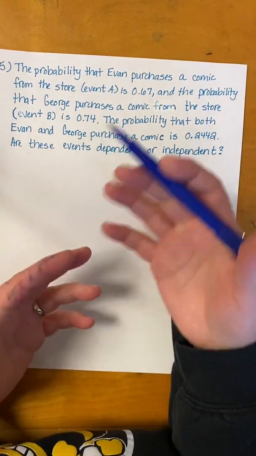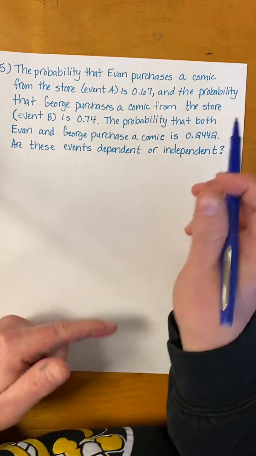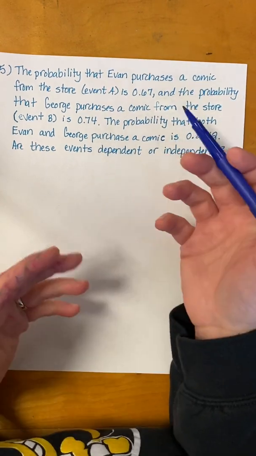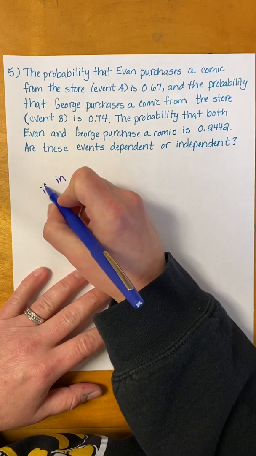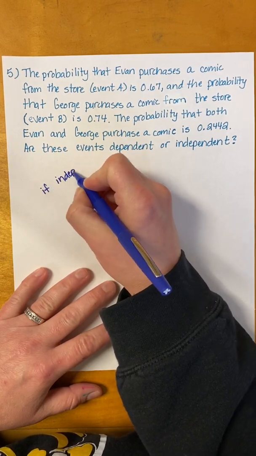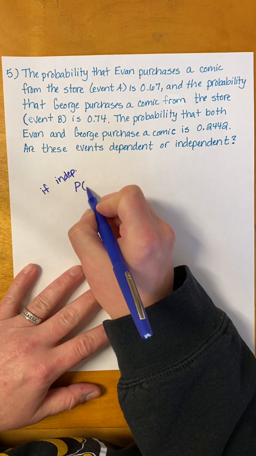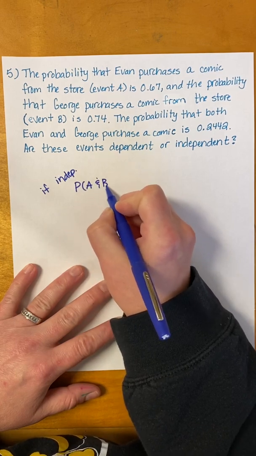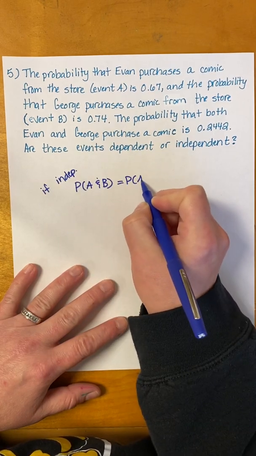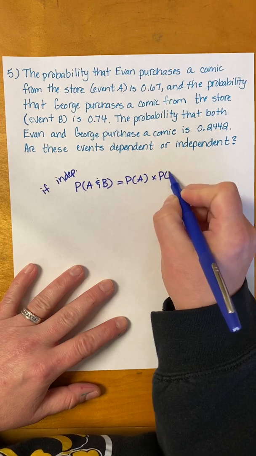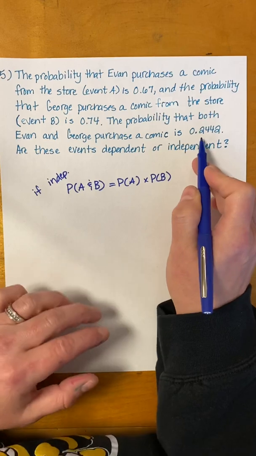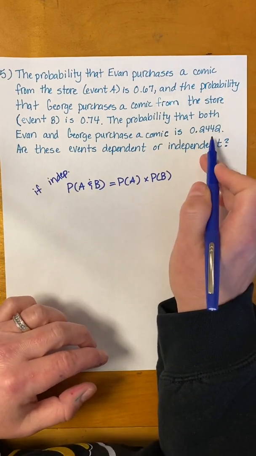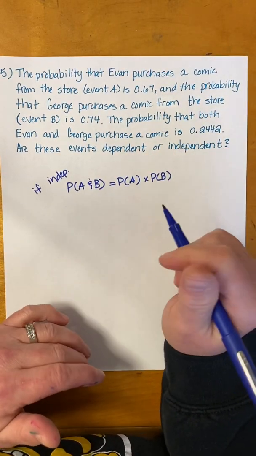So in my mind, the easiest thing to do is see if they're independent, and then if not, well, we know what it is, right? So if they're independent, then the probability of A and B should be equal to the probability of A times the probability of B. So we'll multiply these two and see if we get this. If we don't, then it's got to be dependent.